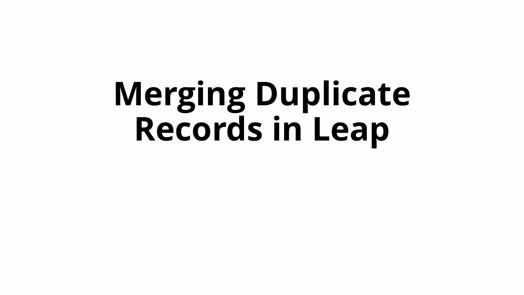MARC records can be overlaid over existing records to merge duplicates when bibliographic records are saved in LEAP. The videos on editing bibliographic records and importing records from remote databases demonstrated the basic steps of merging duplicates. This video will provide an overview of the process of identifying the correct records to merge and how you can compare two records side by side in LEAP.